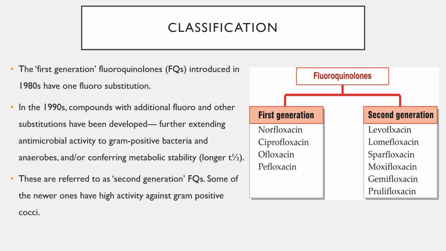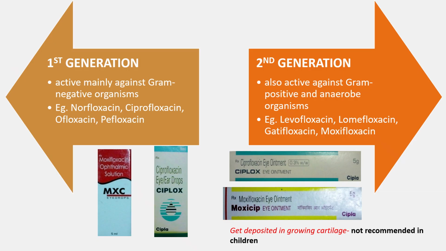First generation includes ofloxacin, pefloxacin, ciprofloxacin, and norfloxacin. Second generation includes levofloxacin, lomefloxacin, sparfloxacin, moxifloxacin, gemifloxacin, and prulifloxacin. The first generation fluoroquinolones are active mainly against gram-negative organisms, and the second generation fluoroquinolones are active against gram-positive organisms and anaerobes along with gram-negative organisms.